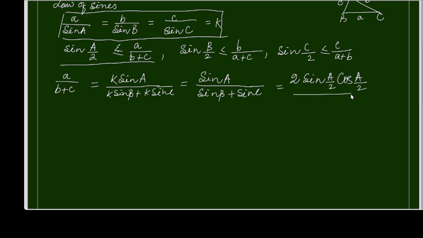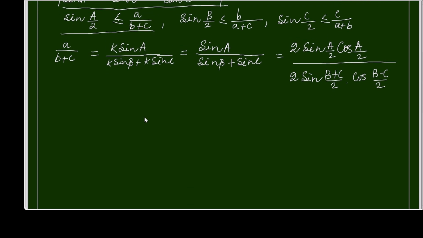And for the denominator, I'll apply the sum to product formula. So this will be 2 sine of (B plus C) by 2 multiplied by cos of (B minus C) by 2. Again on simplification, I can cancel 2. So this will be 2 sine half A cos half A, and for the denominator, I am changing this sine of (B plus C) by 2.